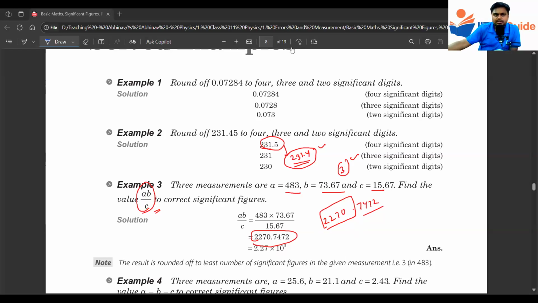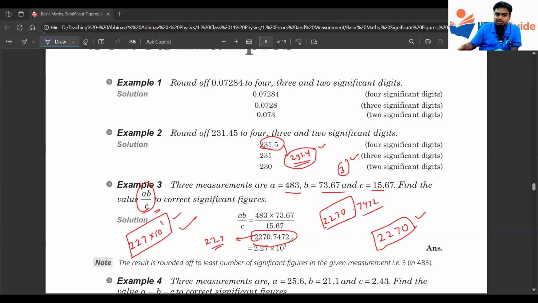Now the question I asked is why 227 cannot be the answer. No, 227 is not equal to 2270. So it can be 227 into 10 to the power 1. This we can write down. This is a valid answer. And even 2270 is also a valid answer.